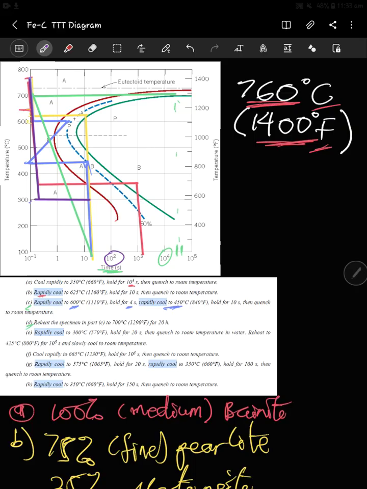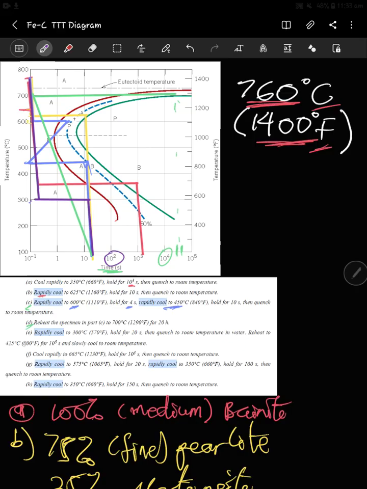Whenever we are quenching, meaning we are cooling rapidly, it doesn't take much time, because from here to here is a very short time. So it should be short. Quench to room temperature in water.